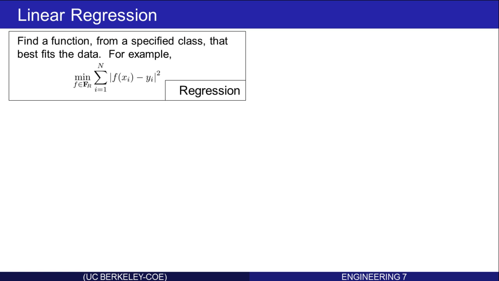So regression finds a function from a specified class, here f sub r, that best fits the data. In this example, the squared error criterion is used to measure the goodness of the fit between the function and the actual training data.